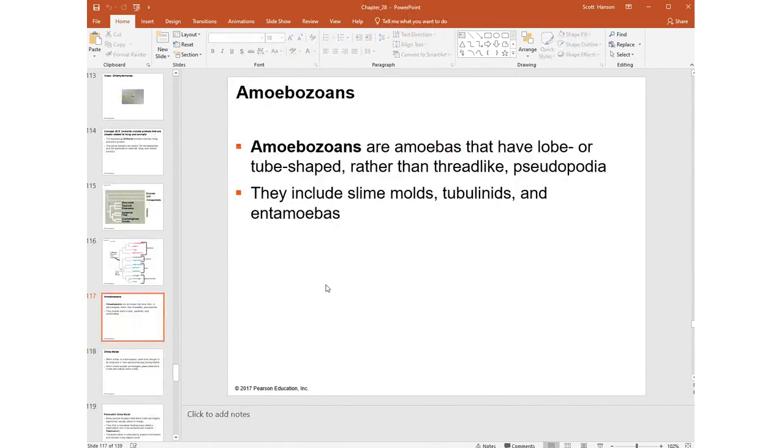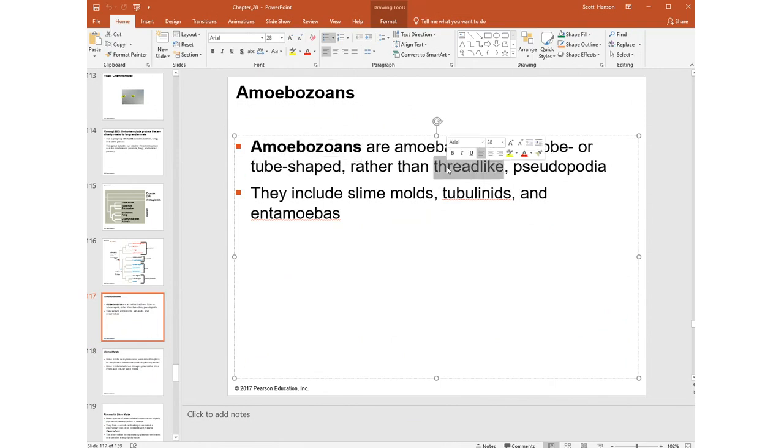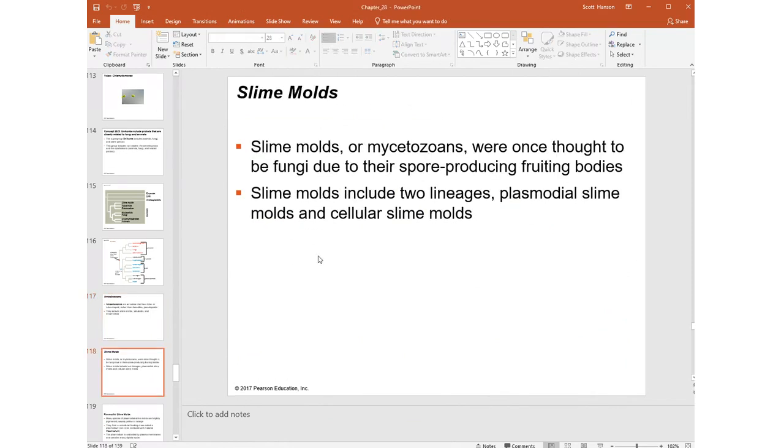So anyway, the amoebozoans are basically types of amoeba that have lobe or tube-shaped pseudopodia. So the pseudopodia are lobe-shaped or tube-shaped, and we'll see pictures, but they're not thread-like, like the groups that we talked about before. In this group are the slime molds, the tubulinids, and the entamoebas. And a lot of these entamoebas are parasites, just to warn you.